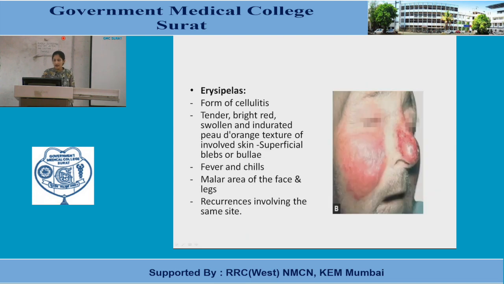This is erysipelas. It is a form of cellulitis. You can see the skin is very reddish, inflamed and tender. It is bright red, swollen and indurated. Sometimes superficial blebs or bullae may be formed. Here the patient is also suffering with fevers and chills, and the malar area is the most commonly affected for this erysipelas, with recurrence involving the same sites.